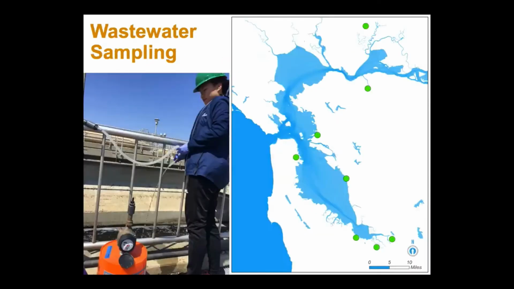So what we did for wastewater is that we looked at 8 facilities around the bay, and 4 of these wastewater treatment plants were secondary treatment plants, which is a more traditional level of treatment, and 4 of them were a tertiary level or advanced filtration. Together, these 8 facilities discharge about 70% of the total treated wastewater to the bay.